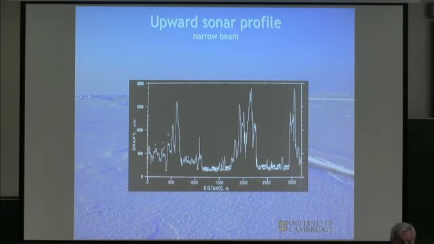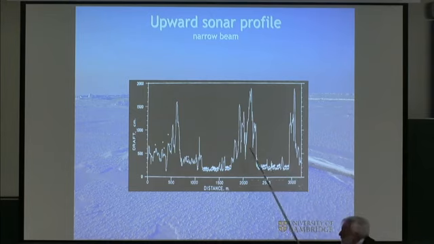It gets better if you use a narrow beam sonar. This is 3 degree, and this gives a profile which is pretty much good enough to use without much correction for the beam width, and you can see how it resolves the structure of a ridge, where lots of blocks are piled up, better than the previous one. So we always use narrow beam sonars.